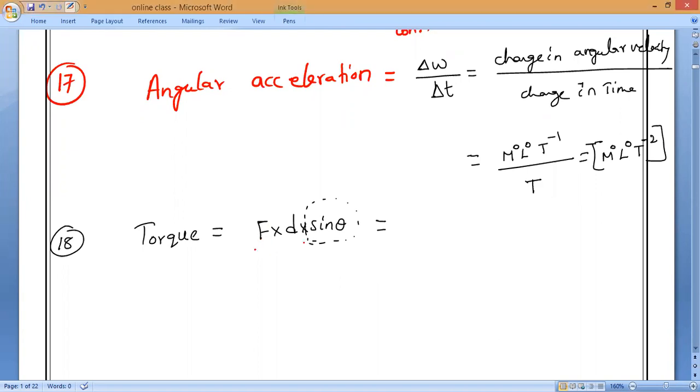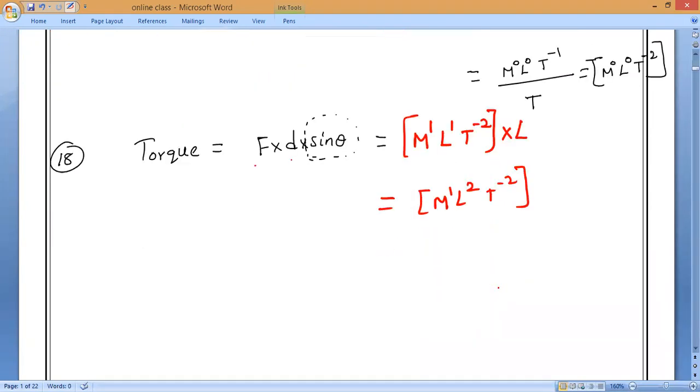So now force into distance. What are the force dimensions? Fast. Force dimensions are M¹ L¹ T⁻². Into d, what are the dimensions? L. So which is equal to, what will come? M¹ L² T⁻². That is the dimensions of torque.